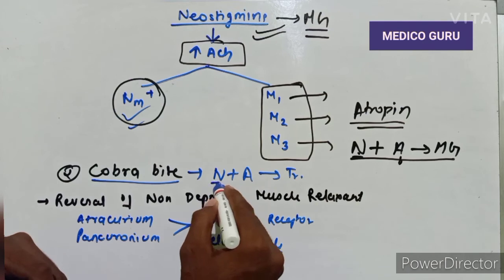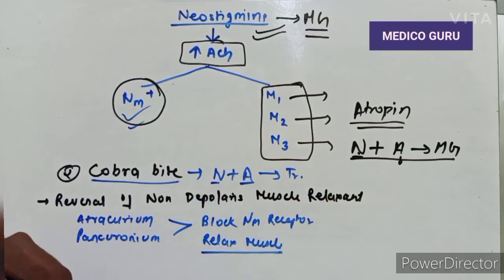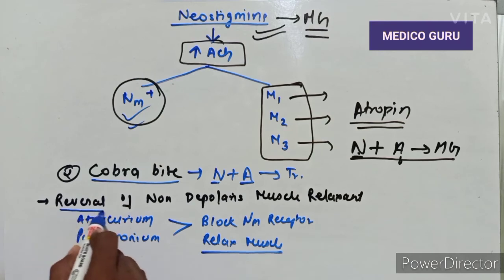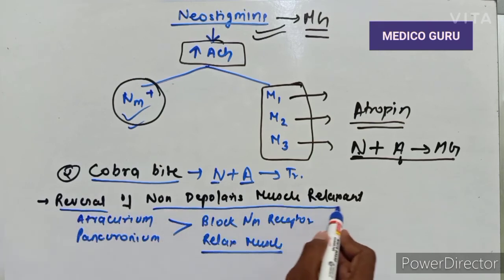That's why we can use neostigmine plus atropine for the treatment of cobra bite. Okay guys, now another condition in which we use neostigmine, pyridostigmine-like drugs, that is reversal of non-depolarizing muscle relaxants.